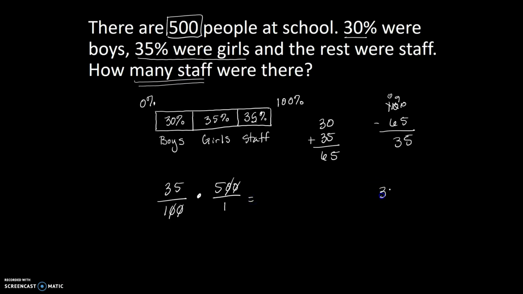So let's do that math over here. 5 times 5 is 25. 5 times 3 is 15, plus 2 is 17. And my answer is 175 staff.